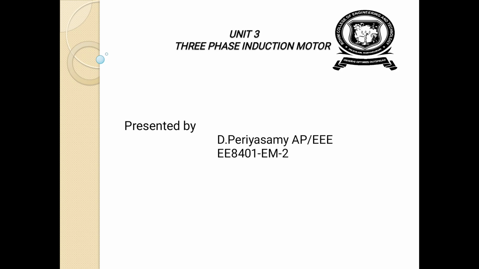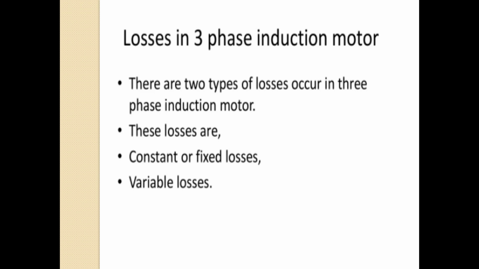Today we are going to discuss the topic of losses of a three-phase induction motor. There are three losses in a three-phase induction motor: one is magnetic losses, another is mechanical losses, and the last is electrical losses. These losses are due to constant or fixed losses or variable losses.